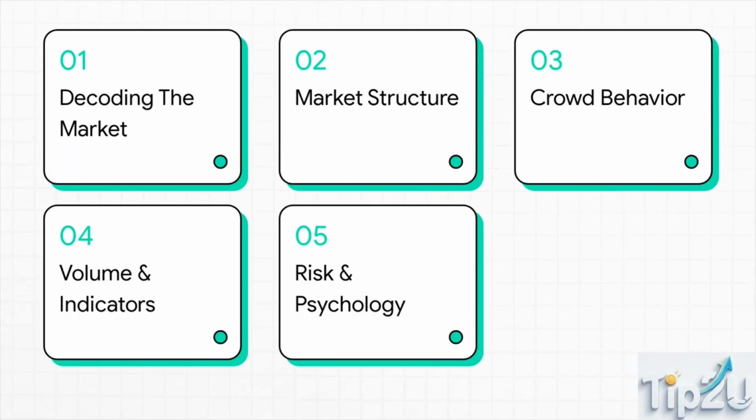So here's our roadmap for today. 1. Decoding the market's language. 2. Mapping market structure. 3. Visualizing crowd behavior. 4. Volume and key indicators. And 5. Mastering risk and psychology. Let's get right into it.